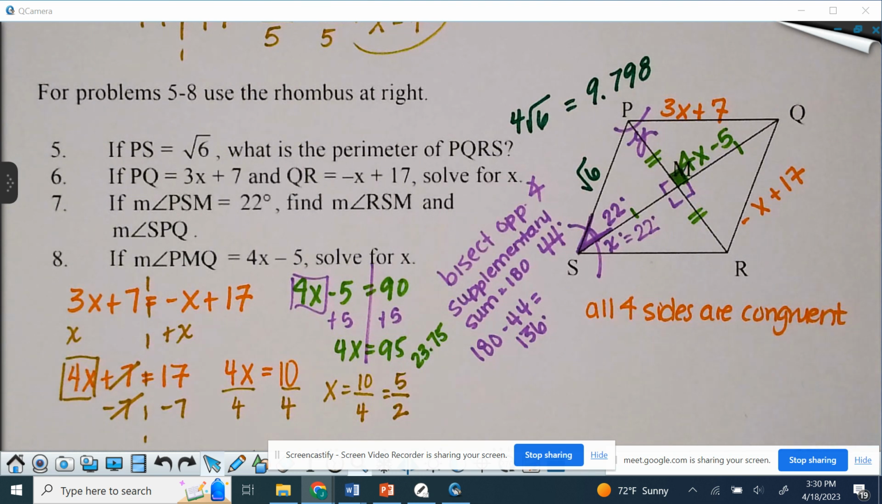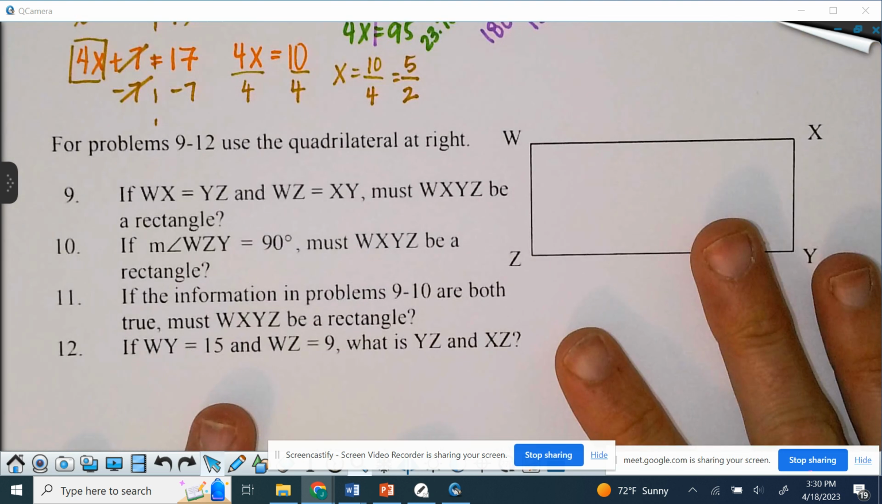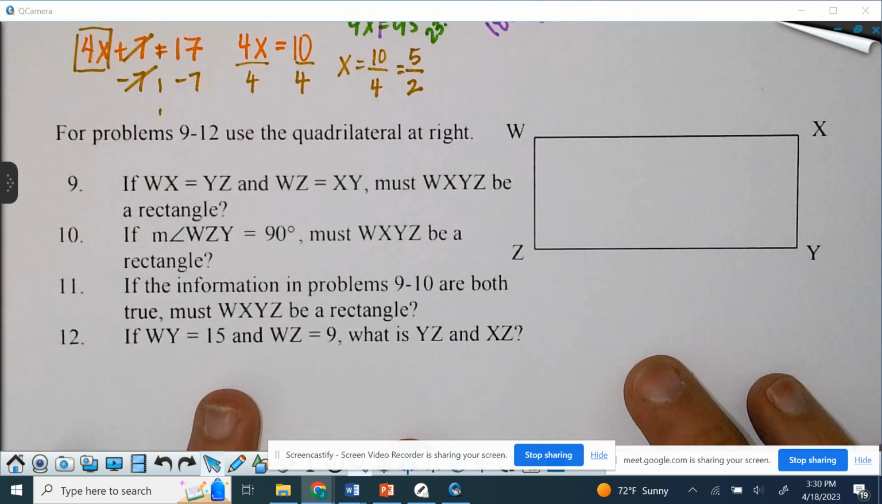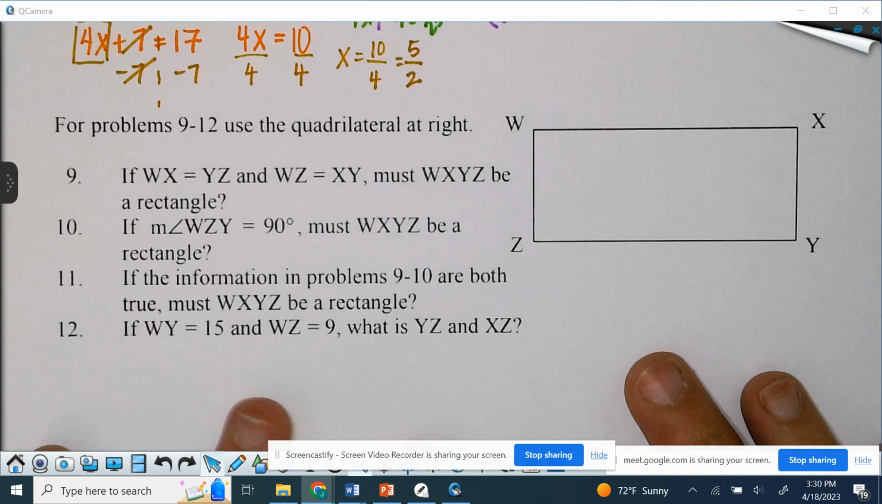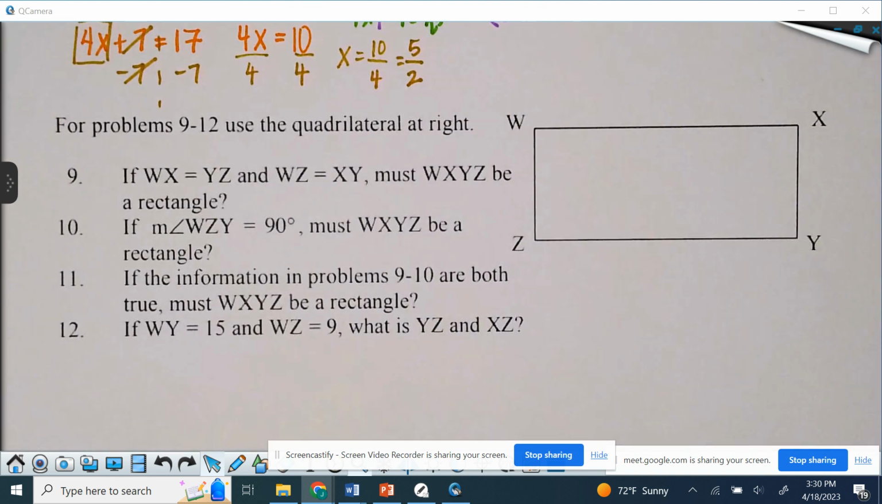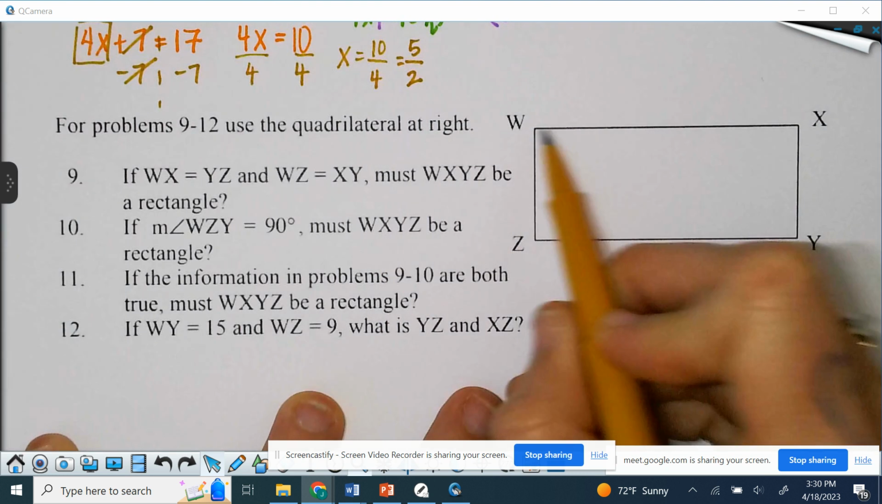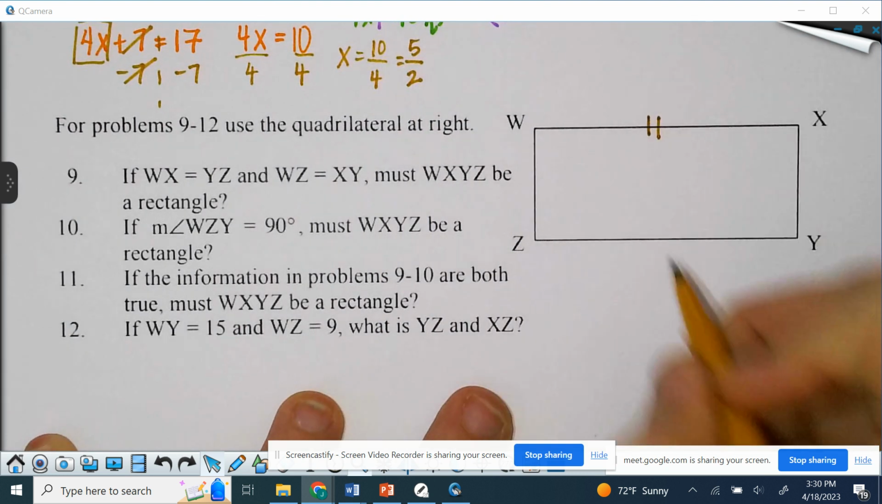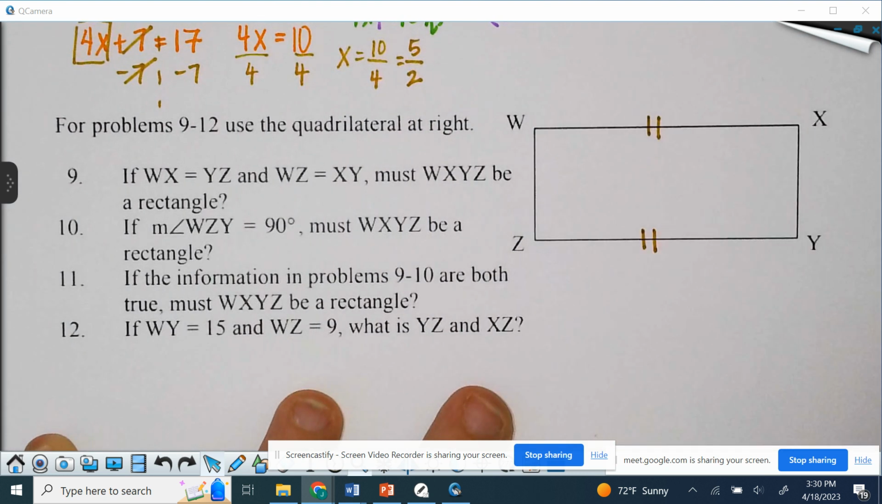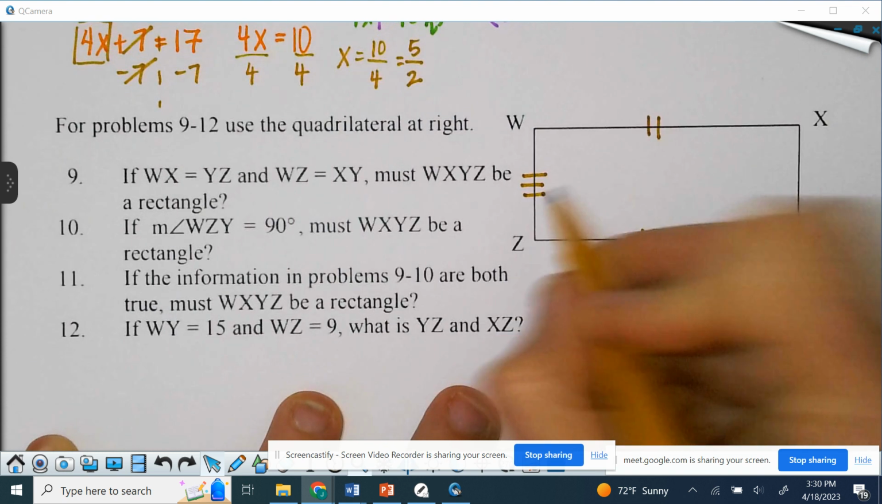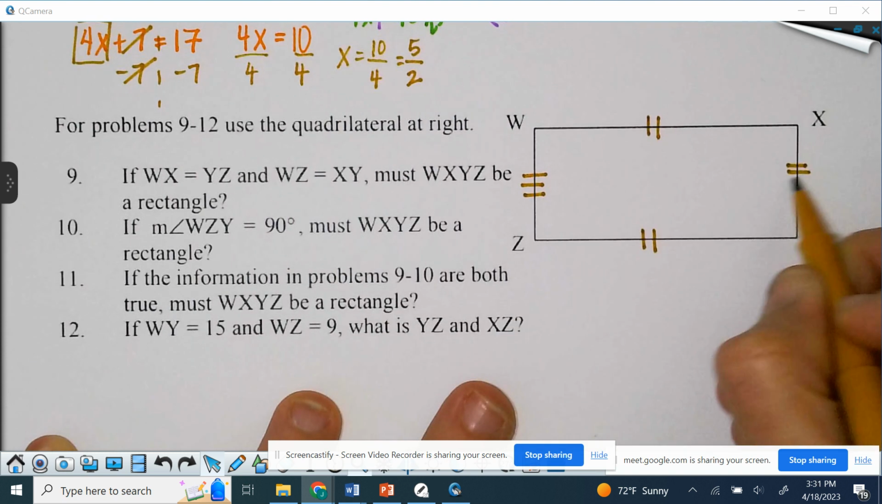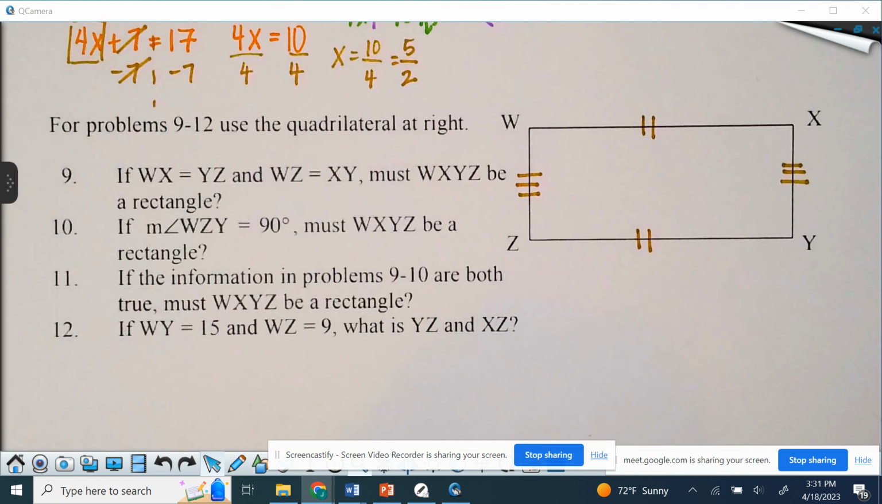All right, last but not least, we have a rectangle. Whoop, it says use the quadrilateral. Okay, so it's just a quadrilateral. Oh, now we're going to prove other things. Got it. It's just a quadrilateral. If WX is congruent to YZ and WZ is equal to XY, would this be a rectangle? Is that enough information to prove this a rectangle?